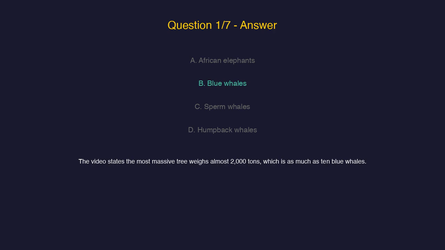The correct answer is B. The video states the most massive tree weighs almost 2,000 tons, which is as much as 10 blue whales.